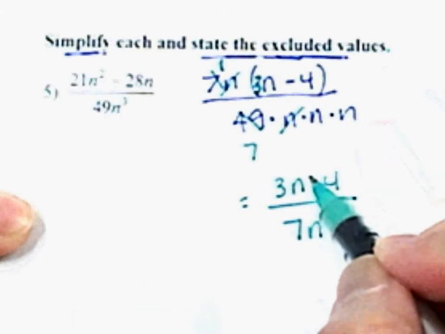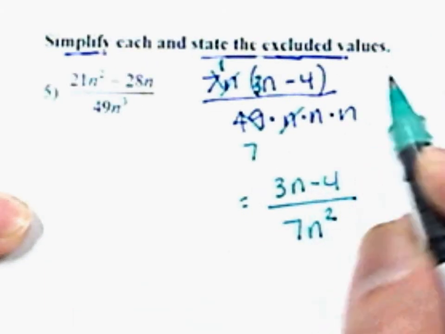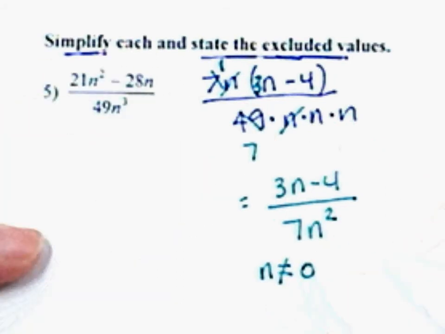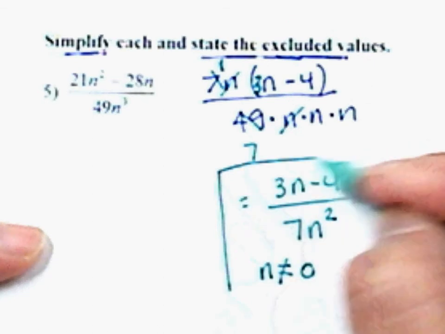Okay. I cannot cancel my n because there's a negative 4 attached to it. What can n not be? Just 0. Okay? So there's your final solution.